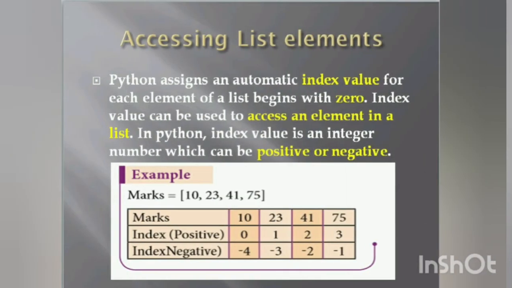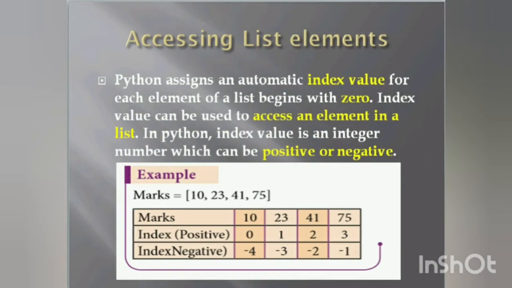Clear? Now we will see how to access list elements. Python assigns an automatic index value for each element of a list, beginning with 0, right? The index value begins with 0. The index value can be used to access an element in a list. Okay, why are we using this index value?